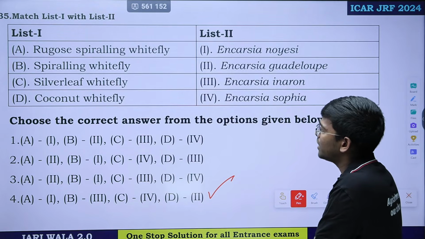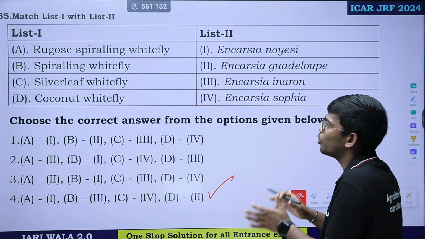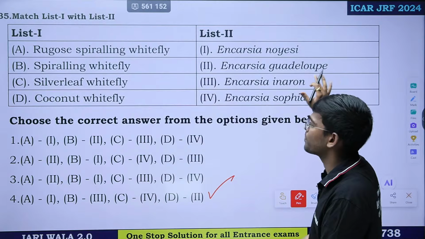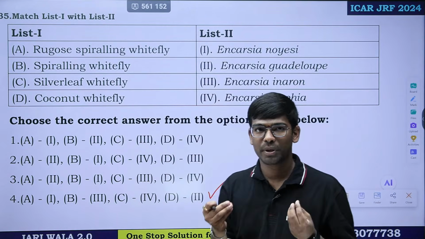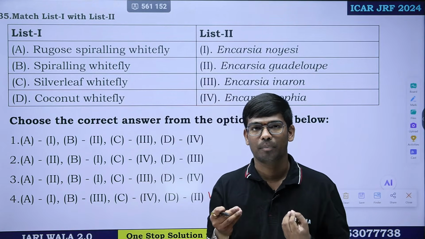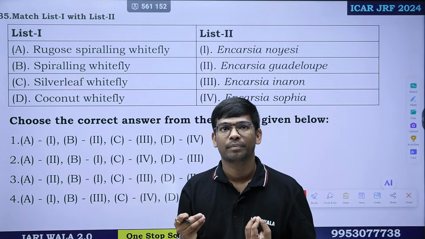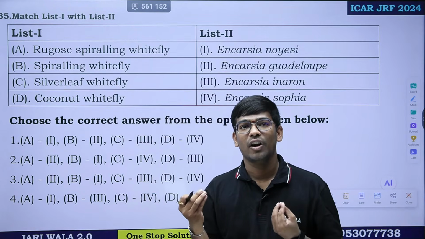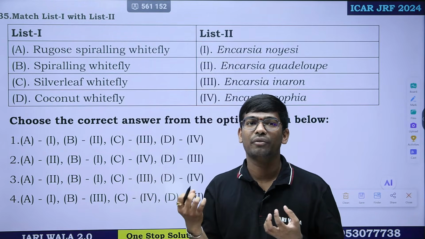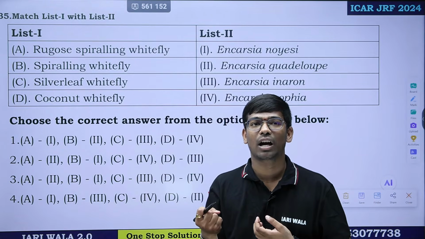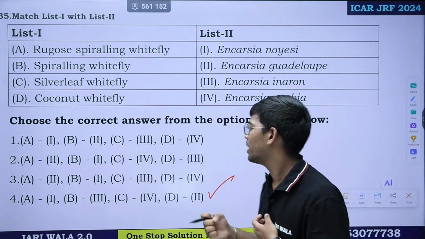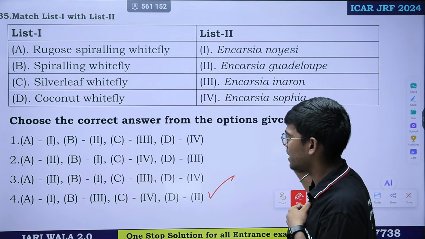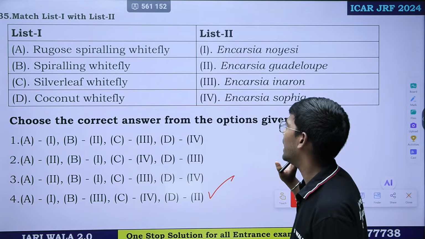Okay, then after here we should know, mostly people think rugose spiraling whitefly is Encarsia guadeloupae. But when we come to the host preference, it varies. Okay. Mainly the Encarsia guadeloupae, the parasitoid, will be favored in the coconut whitefly, that is Aleurodicus cocois. So with that single point, the host preference point, the option changes. So we need to attend carefully.